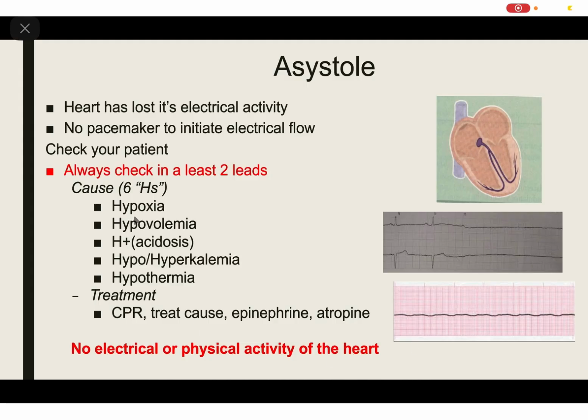Again, you're trying to consider your H's and T's: hypoxia, hypovolemia, hydrogen ions, hyperkalemia, hypothermia. You just treat them with CPR, try to treat underlying causes, give them epinephrine. But usually they're not coming out of this. It's a pretty lethal arrhythmia.